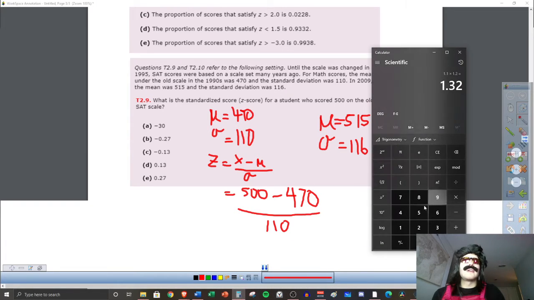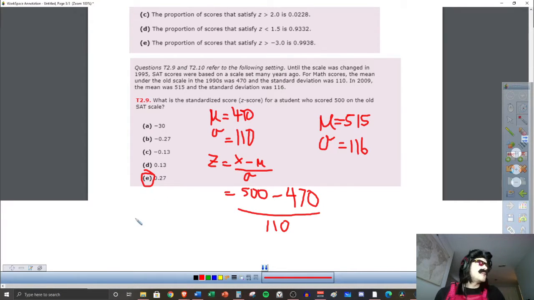I'm going to go ahead and pull up the calculator. 500 minus 470 divided by 110. So we get 0.27 repeating, but we're just going to go with E on this. And that's how you get that answer.